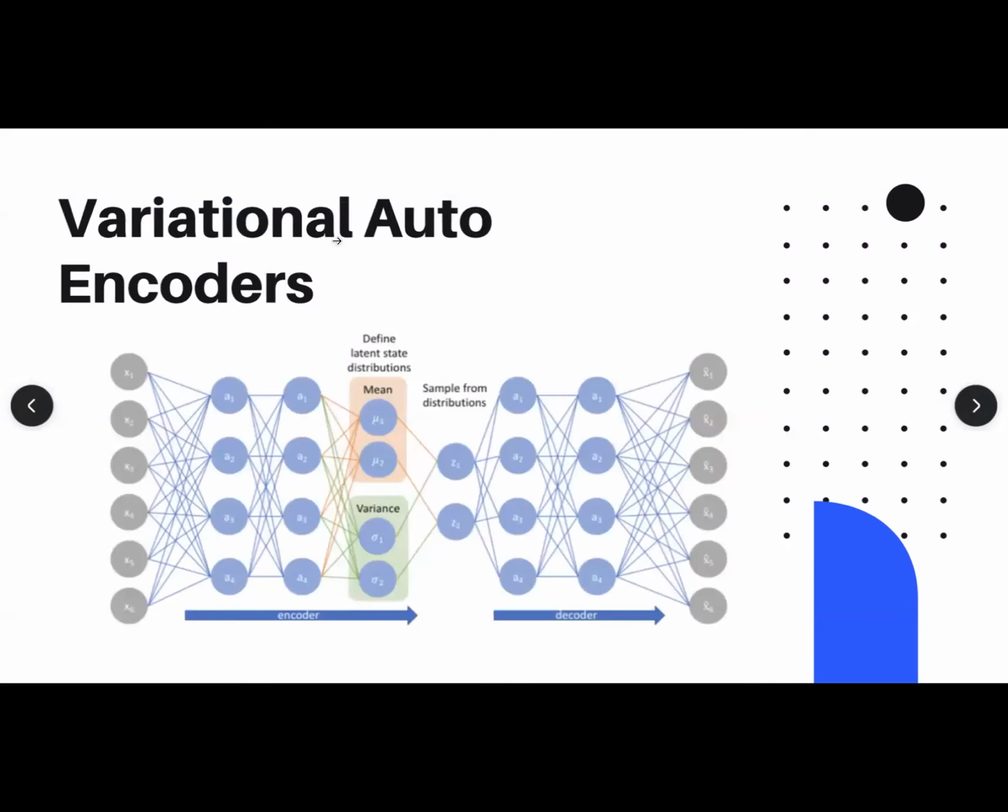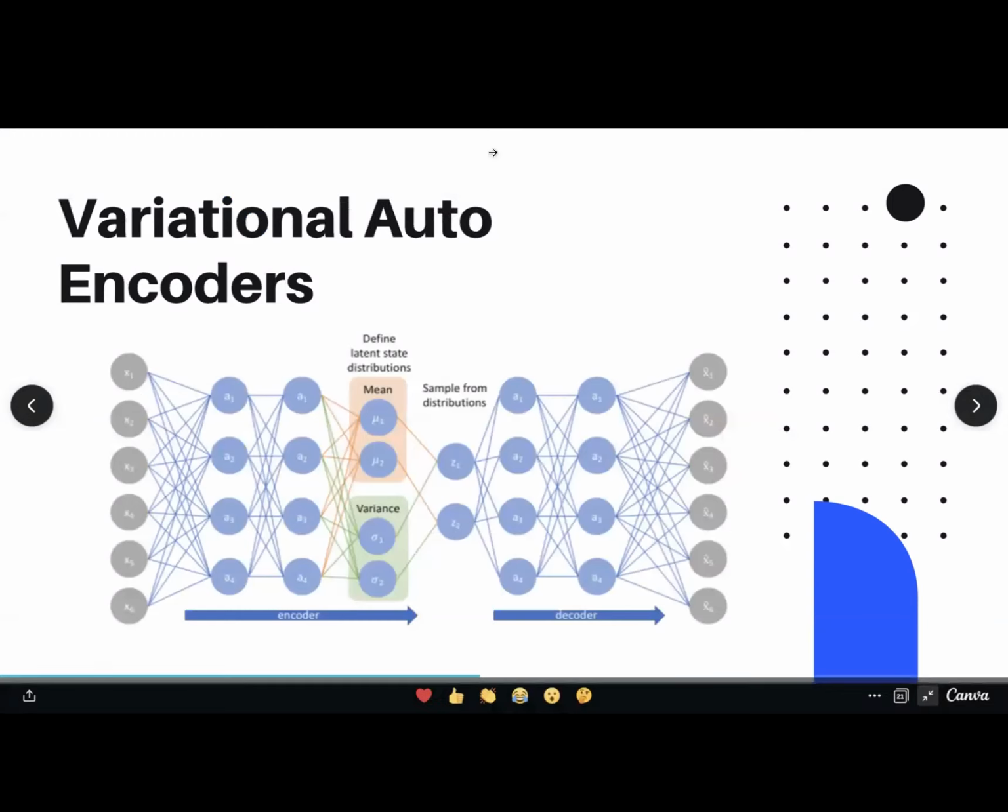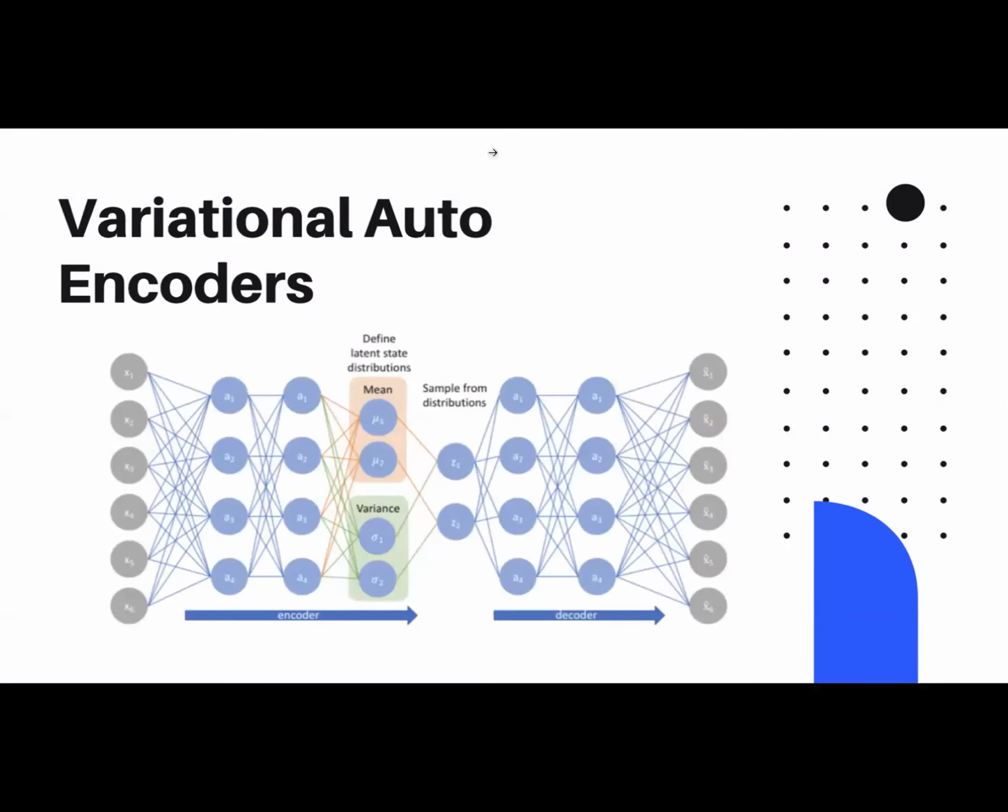So now let's go to the most important type of autoencoders, which are variational autoencoders. A simple question right now: did you guys study variational autoencoders already?